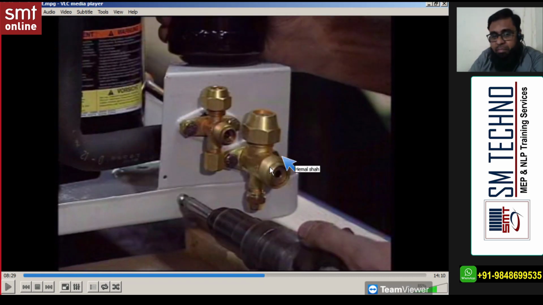See this valve made of brass, and one valve is to supply the refrigerant from outdoor to indoor. One valve is for suction. But you see, the same refrigerant will flow out from the outdoor, and the same refrigerant will be sucked back by the outdoor. No? But why is there a difference in diameter in the valves? One valve is a smaller diameter and another is somewhat bigger in size.